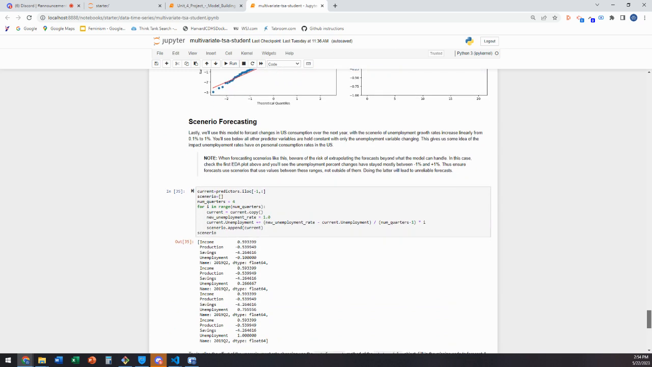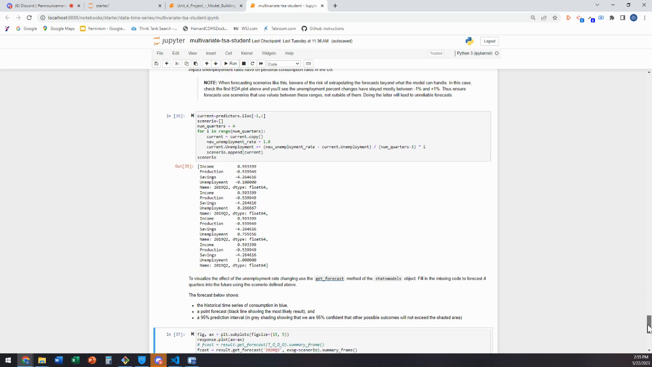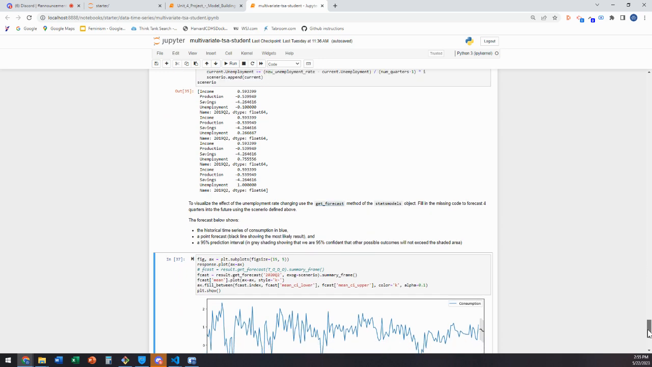And then we perform some scenario forecasting right here. We plug in the data and we're able to see the forecasted value for each of the values we have over here in 2019 quarter two. And as we can see, this is the predicted change, with a 95% confidence interval.